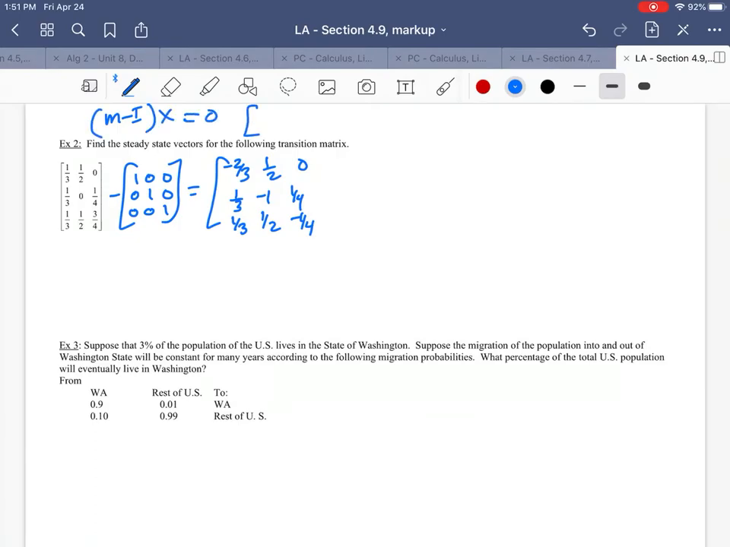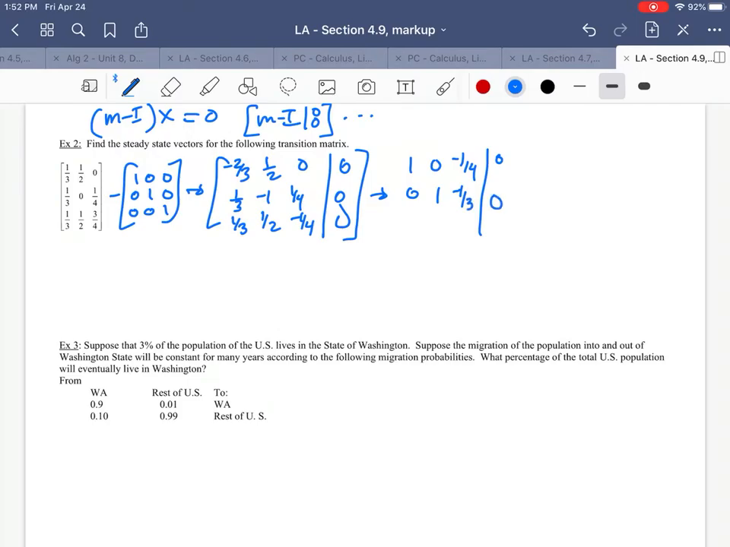So we're going to set up a matrix with M minus I and augment it with 0, and we're going to solve it. So let me just augment this with some zeros and put that into my calculator and RREF it. When you RREF that, you get 1, 0, negative 1/4, 0. You get 0, 1, negative 1/3, 0. And you get 0, 0, 0, 0.